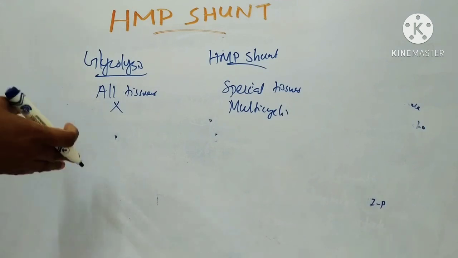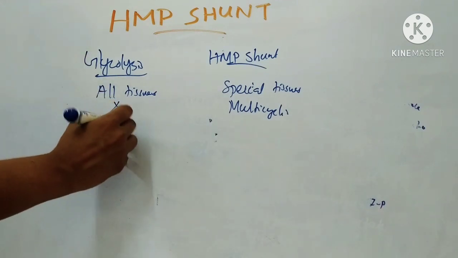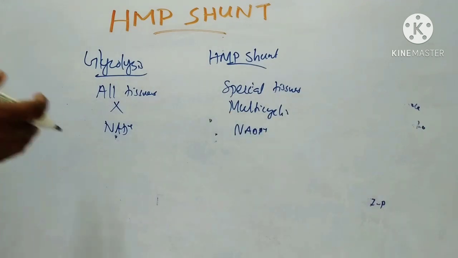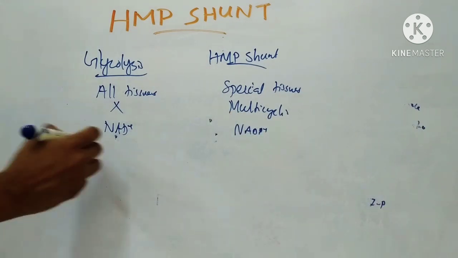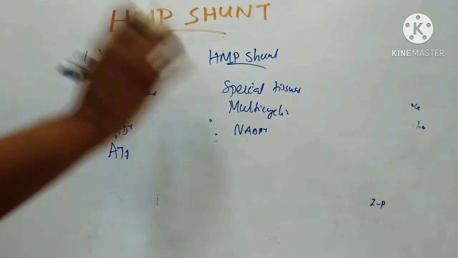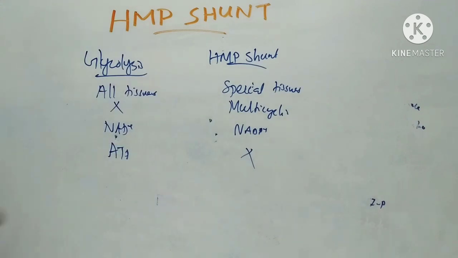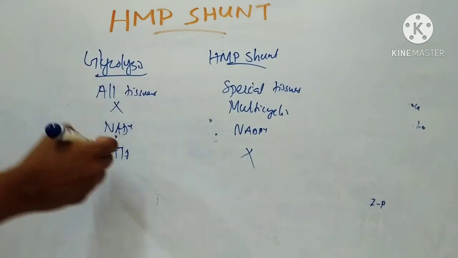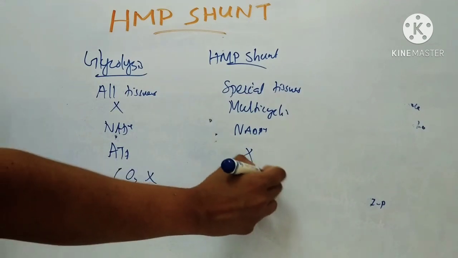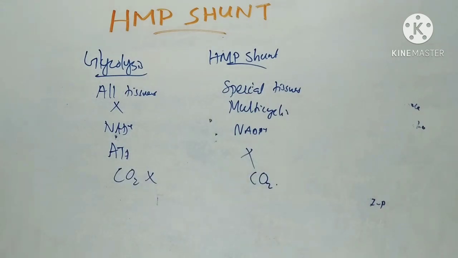Then the hydrogen acceptor in glycolysis is NAD plus. Here it is NADP plus. Another difference is that in glycolysis ATP is produced. The HMP shunt is not meant for energy and does not produce ATP. In glycolysis carbon dioxide is not produced, but carbon dioxide is produced in the HMP shunt.